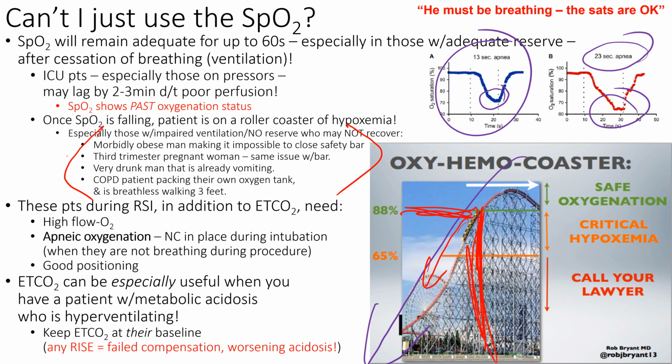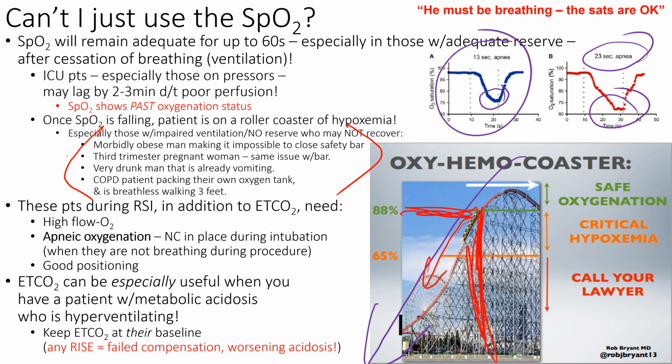If you're on your roller coaster, they have a huge belly that's getting in the way, right? You got a third trimester person, you got a very drunk person that's vomiting. That's going to make their stats drop even quicker, right? A COPD patient's packing their own O2 tank and is breathless walking 3 feet. That's someone that's going to drop their O2 very, very quick.